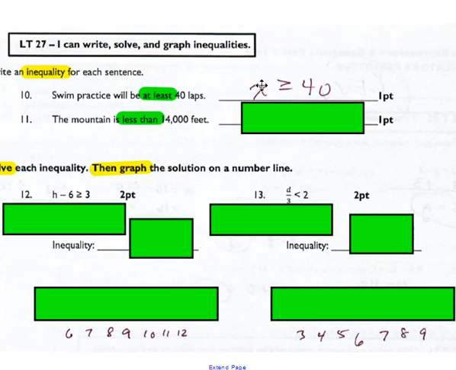It could be 50 laps. It could be 41 laps. It could be 1,000 laps. That would be painful. Or it could even just be 40 laps. Okay, we just know it won't be less.